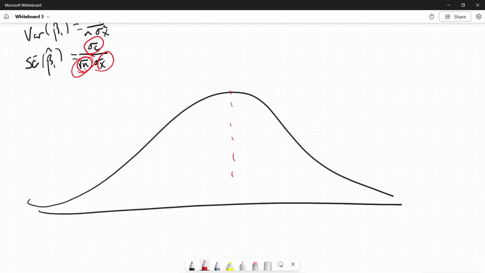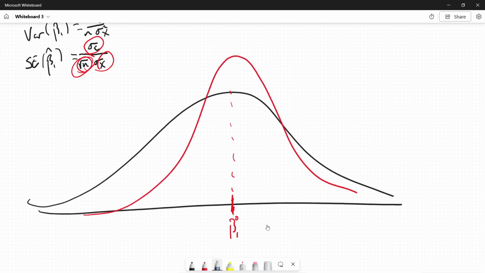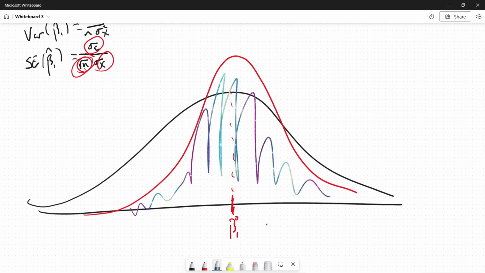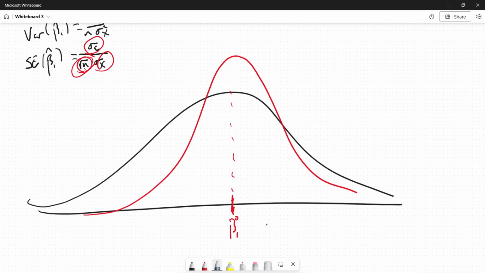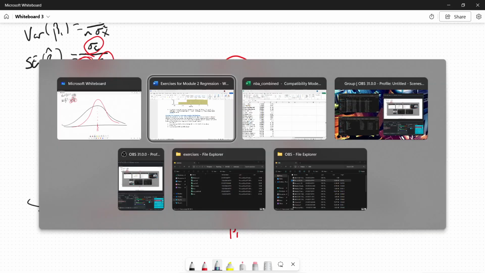If the truth is here, and I expect to see numbers close to that value, and I'll say that this is perhaps the true beta 1, then I should get something like that, skinnier and closer. And if you're wondering why I made it taller, it's because the area under the curve is supposed to integrate, to add up to 100%. So if I make it skinnier out here in the tails, then it needs to be taller here, in the center. That's the best way.